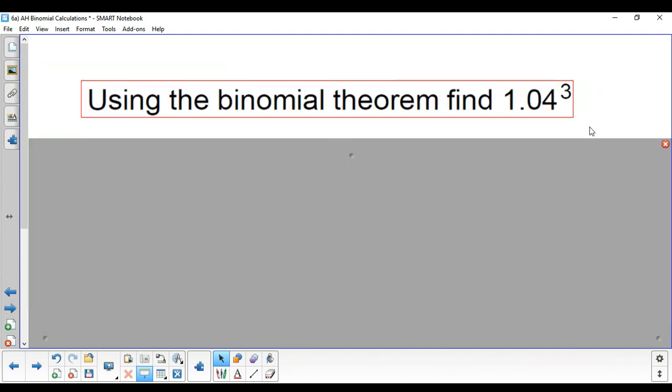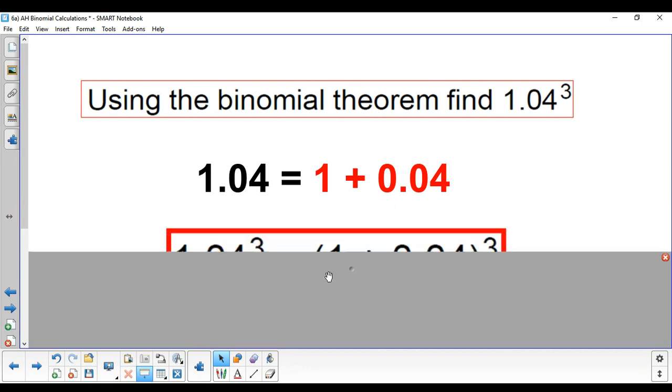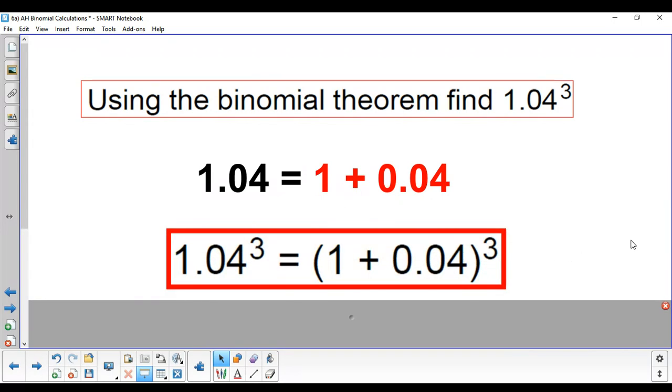So let's do a question. We'll do 2 and then you can try. So using the binomial theorem, find 1.04 to the 3. I would hope you'd think about it being 1 plus 0.04. So the only difference is the power of 3 means that we look at it like that. So let's do it.